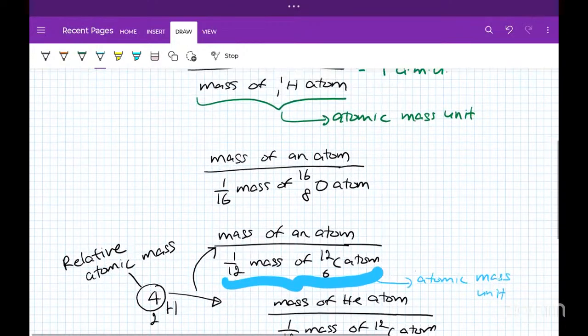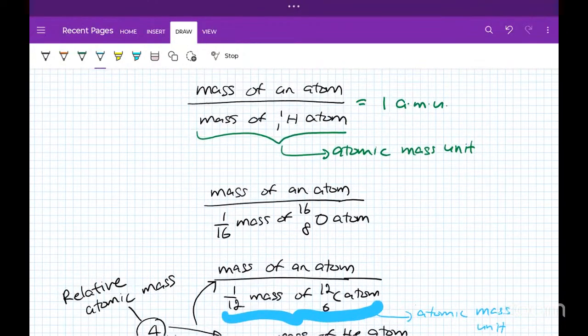Initially they used the mass of the H11 atom, then they used 1/16th of the mass of the O816 atom. After that they used 1/12th of the mass of the C612 atom. So this is how the concept of relative atomic mass, the RAM concept, comes into the world, right?